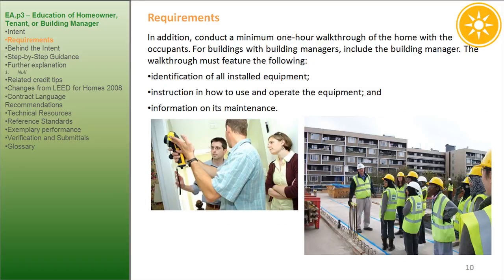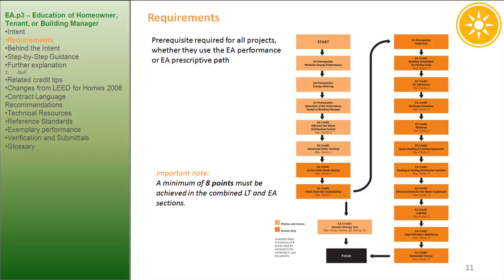In addition, conduct a minimum 1-hour walkthrough of the home with the occupants. For buildings with building managers, include the building manager. The walkthrough must feature the following: identification of all installed equipment, instruction in how to use and operate the equipment, and information on its maintenance. This prerequisite is required for all projects, whether they use the EA Performance or EA Prescriptive path. Important note: a minimum of 8 points must be achieved in the combined LT and DA sections.